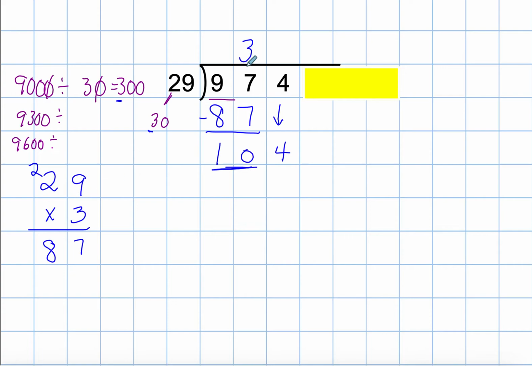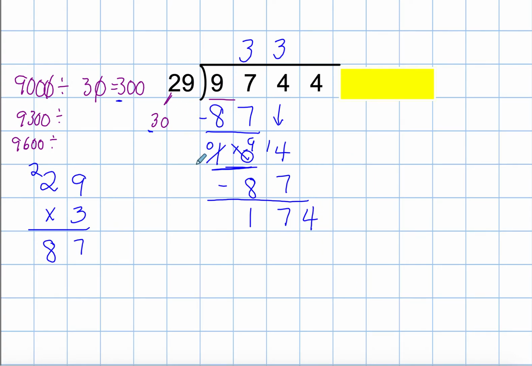It's looking pretty good, so I am going to assume that 3 works. Put my 3 there, subtract my 87. Okay, I have to do some regrouping here. 14 minus 7 is 7, and 9 minus 8 is 1. I do have one more digit to uncover, so I will bring down my 4. And now I have 174.